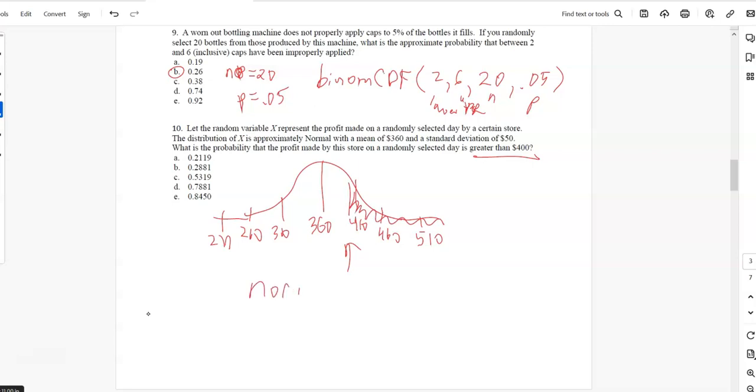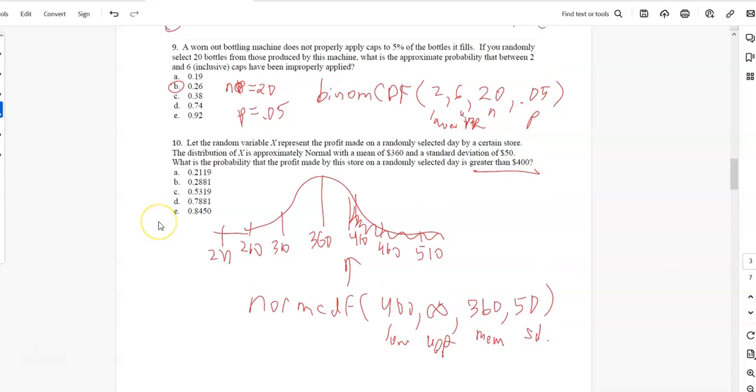You want to use, of course, norm CDF. Lower would be 400, upper is infinity. The mean is 360, standard deviation is 50. And again, make sure to label lower, upper, mean, standard deviation. And when you do that, you get 0.211.